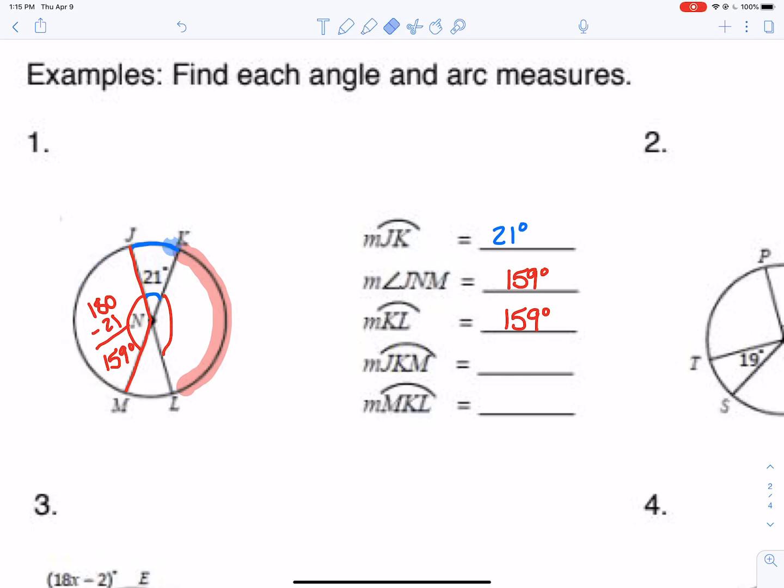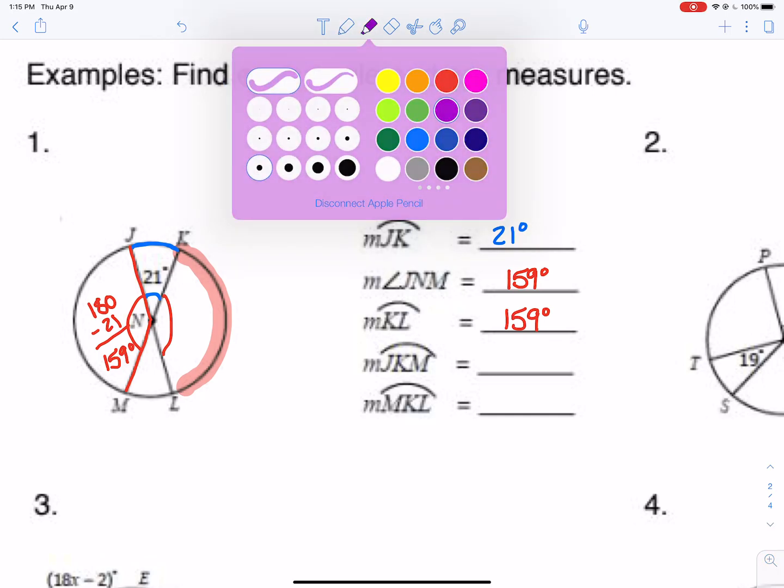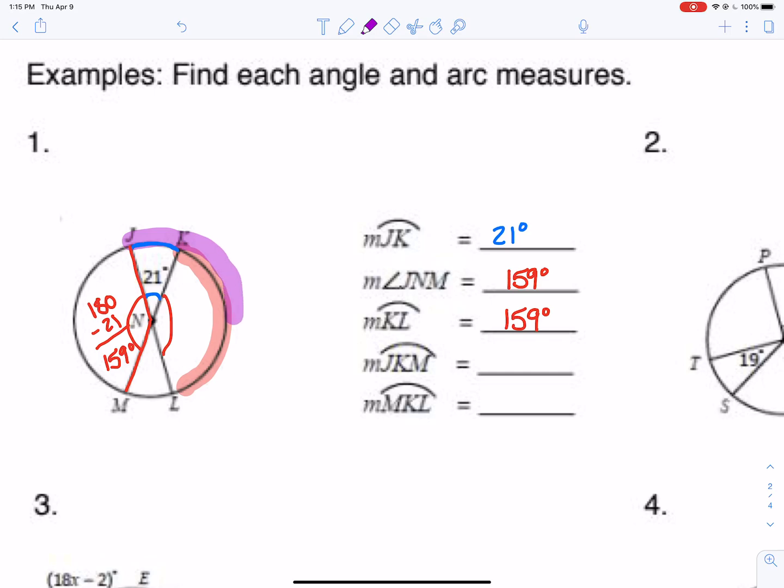So unless they indicate otherwise, go the shortest distance to find the measure of those arcs when they only have 2 letters. The measure of arc JKM, so let's see, JKM. From J to K to M. So I do need to go in that order around the picture.